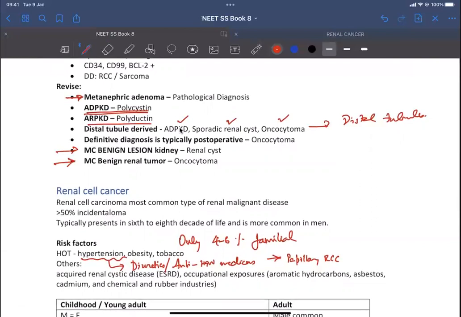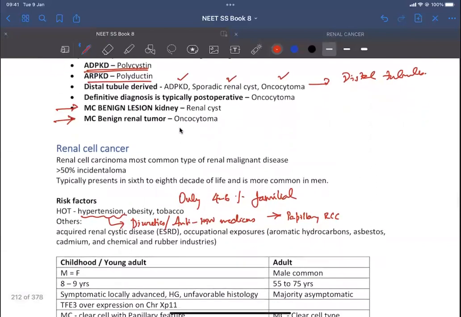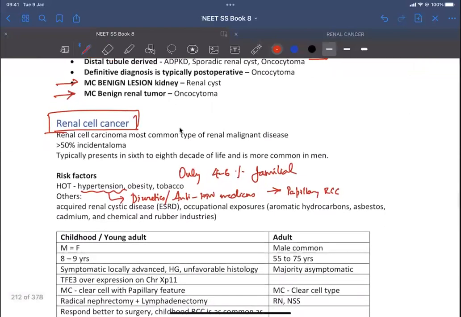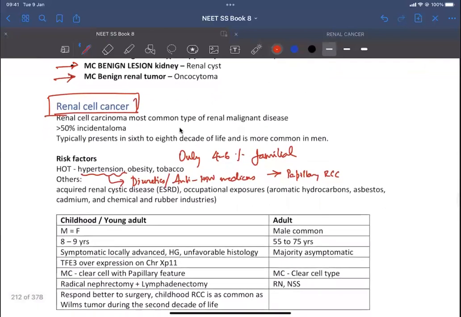And the rest, if you've got time, you can read through the rest of the tumors, but these things you should be absolutely confident about: Bosniak grading, angiomyolipomas, oncocytomas, absolutely confident about these three.